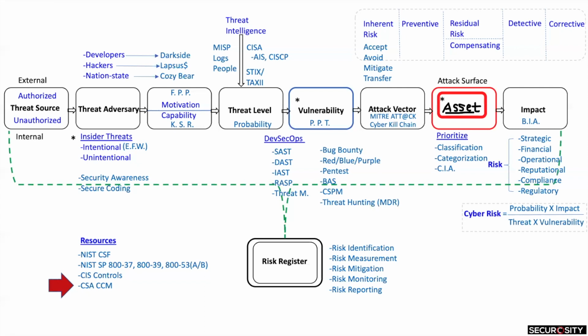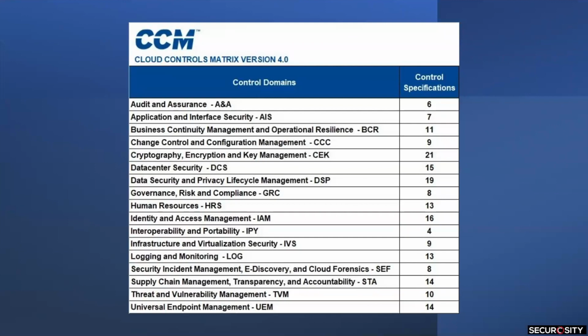Next, the CSA CCM stands for Cloud Controls Matrix. It's a cybersecurity control framework for cloud computing. It has 197 control objectives that are structured in 17 domains, covering all key aspects of cloud technology. It can be used to assess cloud implementation and select the appropriate security controls for an environment.